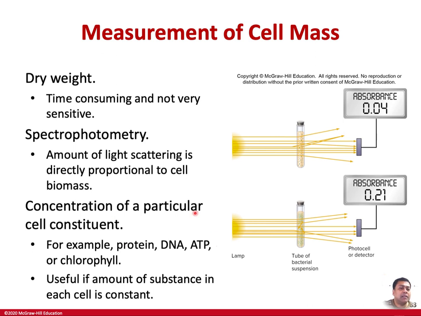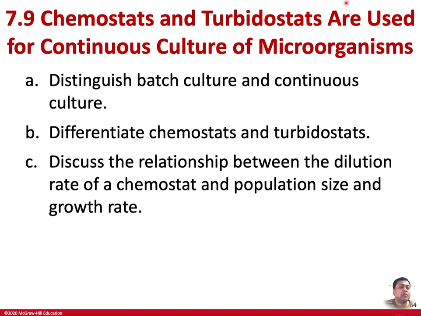On the other hand, you can measure the concentration of a particular cell constituent, for example the amount of DNA, ATP, or chlorophyll. This is useful if the substance in a cell is constant, so you can easily measure the concentration of these cell constituents. The last part is the chemostat and the turbidostat, which are used for continuous culture of microorganisms.